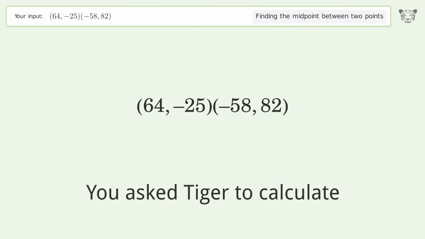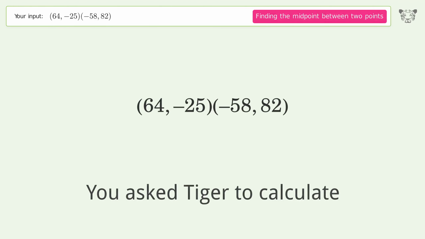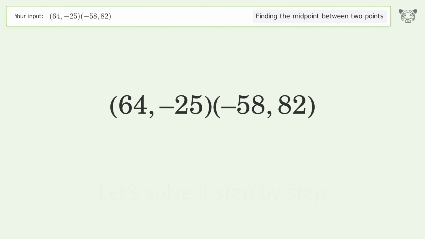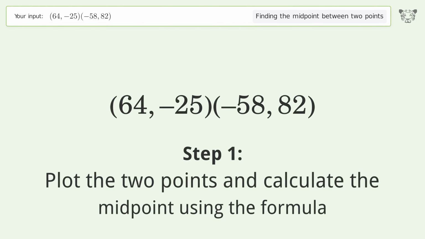You ask Tiger to calculate. This deals with finding the midpoint between 2 points. The midpoint between the 2 points is 328.5. Let's solve it step by step. Plot the 2 points and calculate the midpoint using the formula.